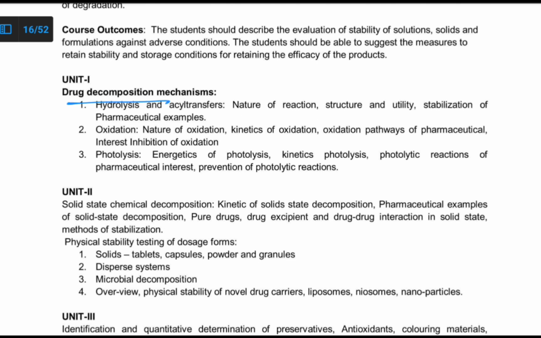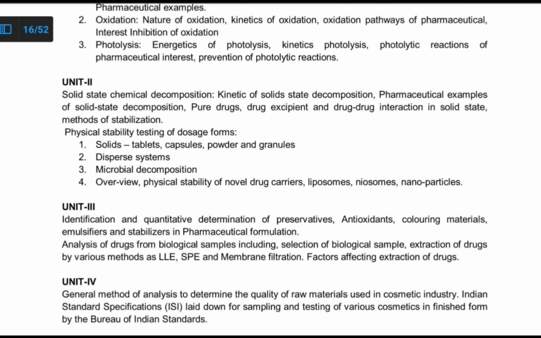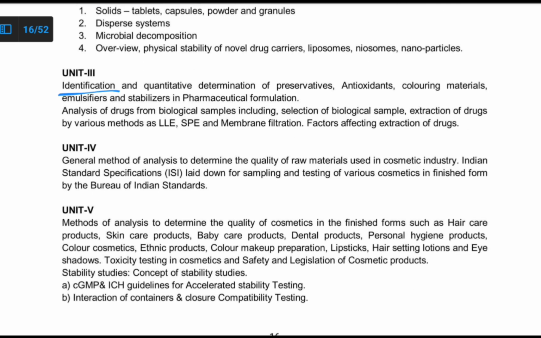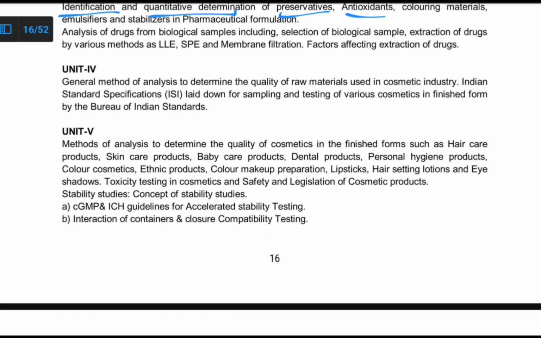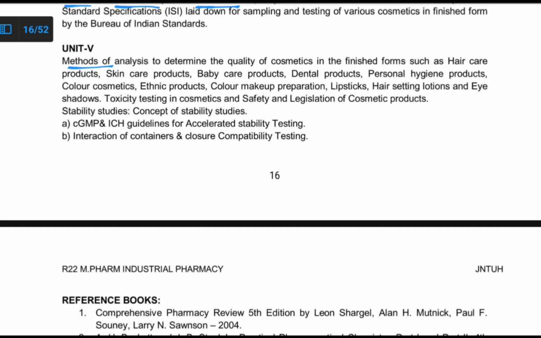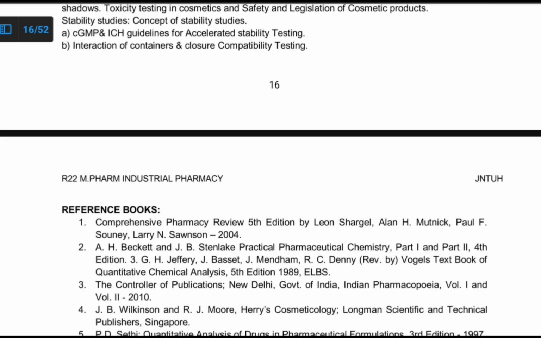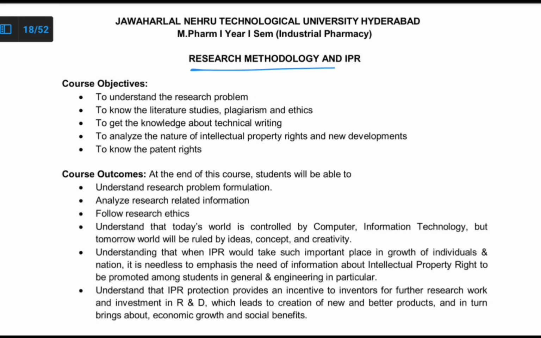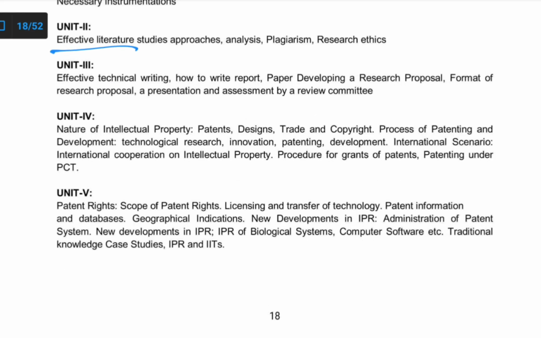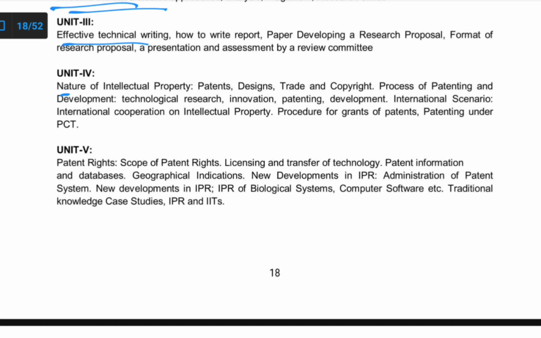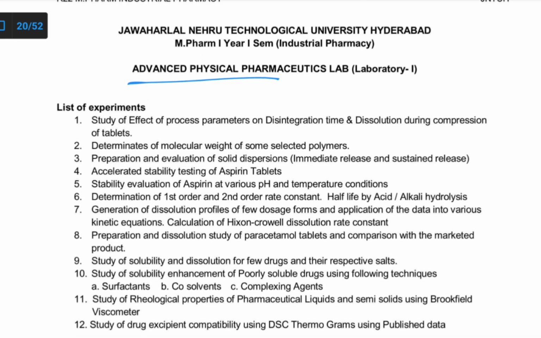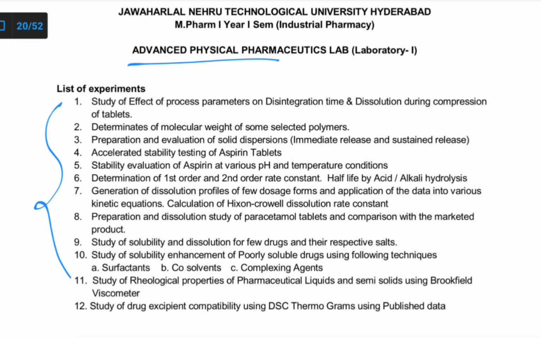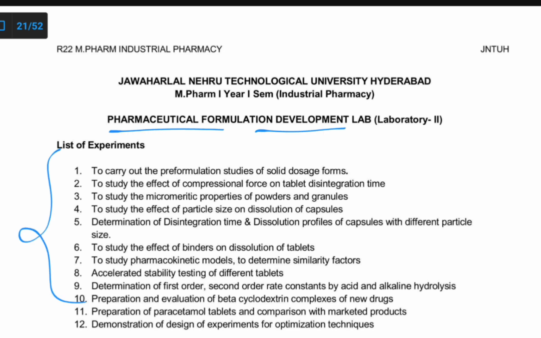Stability of drugs and dosage forms. In this we have drug decomposition mechanisms, solid state and chemical decomposition, identification and quantification, determination of preservatives, antioxidants and coloring materials, general methods of analysis to determine the quality of raw material, methods of analysis to determine the quality of cosmetics. Research methodology and IPR: research problem, effective literature studies, effective technical writing, nature of intellectual properties, patent rights. Advanced physical pharmaceutics lab experiments, and pharmaceutical formulation development lab experiments.